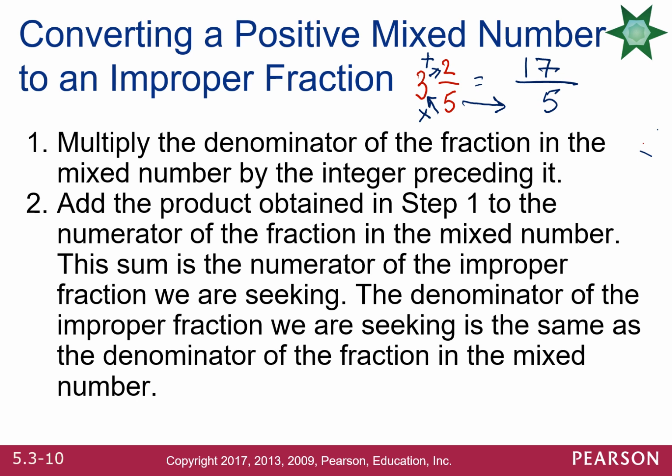All right, so it's the same process that we followed, except that in the previous slide when we were demonstrating the process, we first wrote out the denominator and then we found the value of the numerator by multiplying the denominator by the integer and then adding the numerator to the product, right?